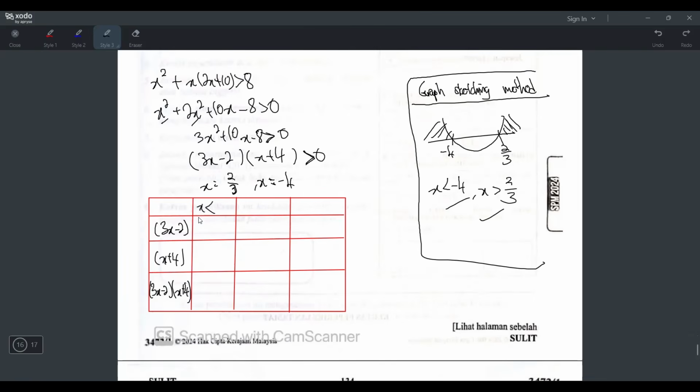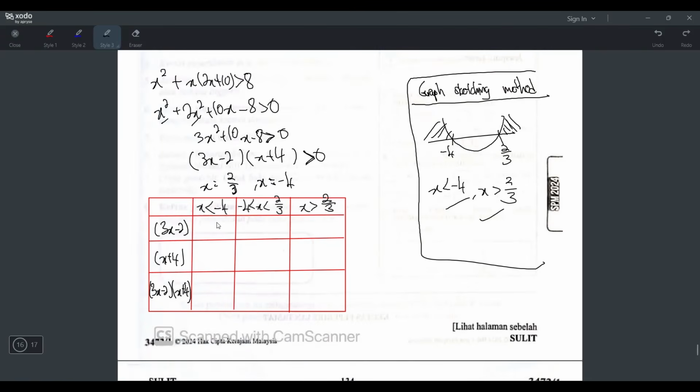So I repeat, x smaller than the small number. Which one is the small one? Negative 4. And then it can also be x bigger than the big number. What's the big number between the two? 2 or 3. And the last one is in between like that. Right? Negative 4, 2 or 3 like this. Please don't go and write x smaller than 2 or 3. No, it's wrong. Remember to always write x smaller than the small number. So the small number between the two is negative 4 like that.